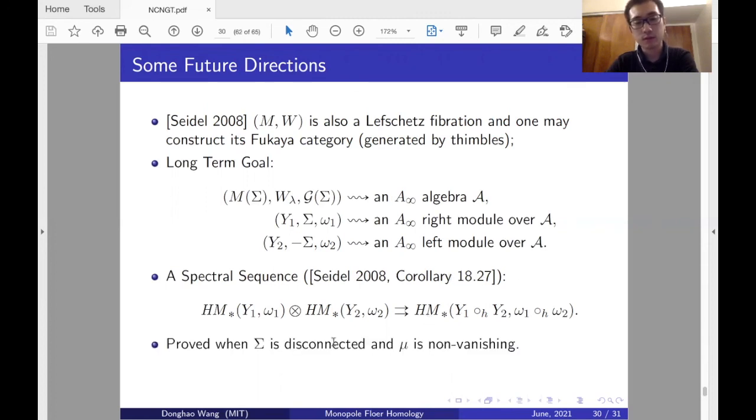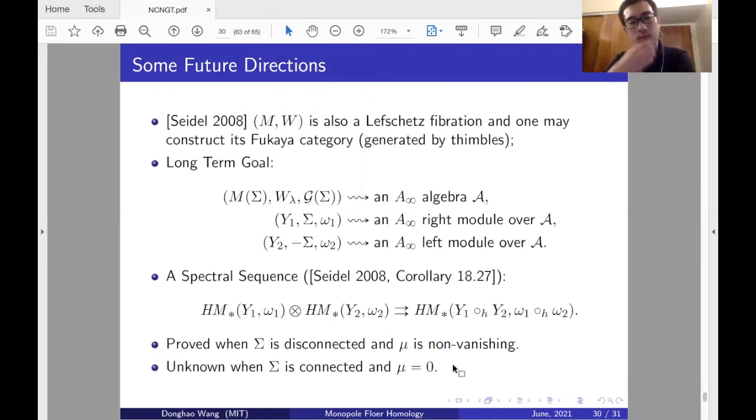In the first video, we discussed the gluing theorem in the case when Sigma is disconnected and when the harmonic part of mu is non-vanishing. In this case, one can verify directly this tensor product is isomorphic to the right-hand side, and we didn't really construct the spectral sequence. The case when the boundary is connected and mu is 0 is much more mysterious. We don't really know too much about this case. This includes the most interesting example of knot complements.